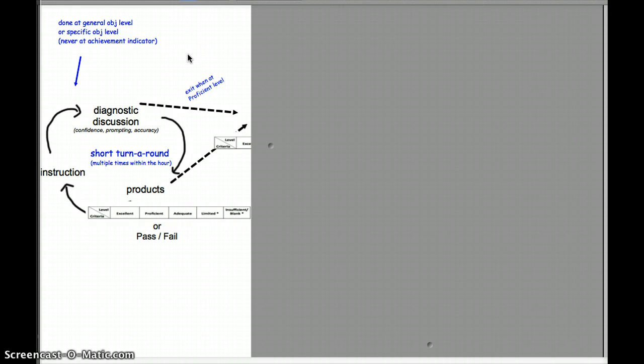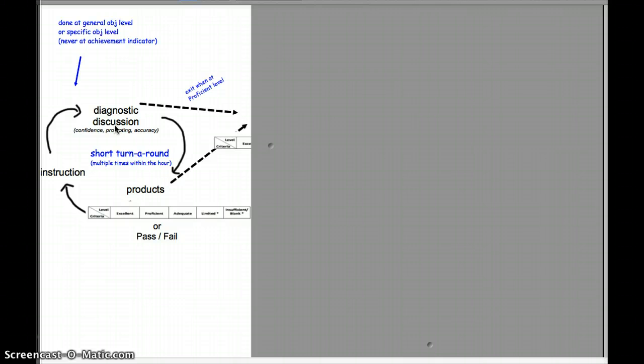So we've got the content that our teachers would focus on in their face-to-face contact, and that would be a short formative assessment cycle here, where some instruction is provided, some diagnostic happens, and then some products are produced. And so keeping that short turnaround time.